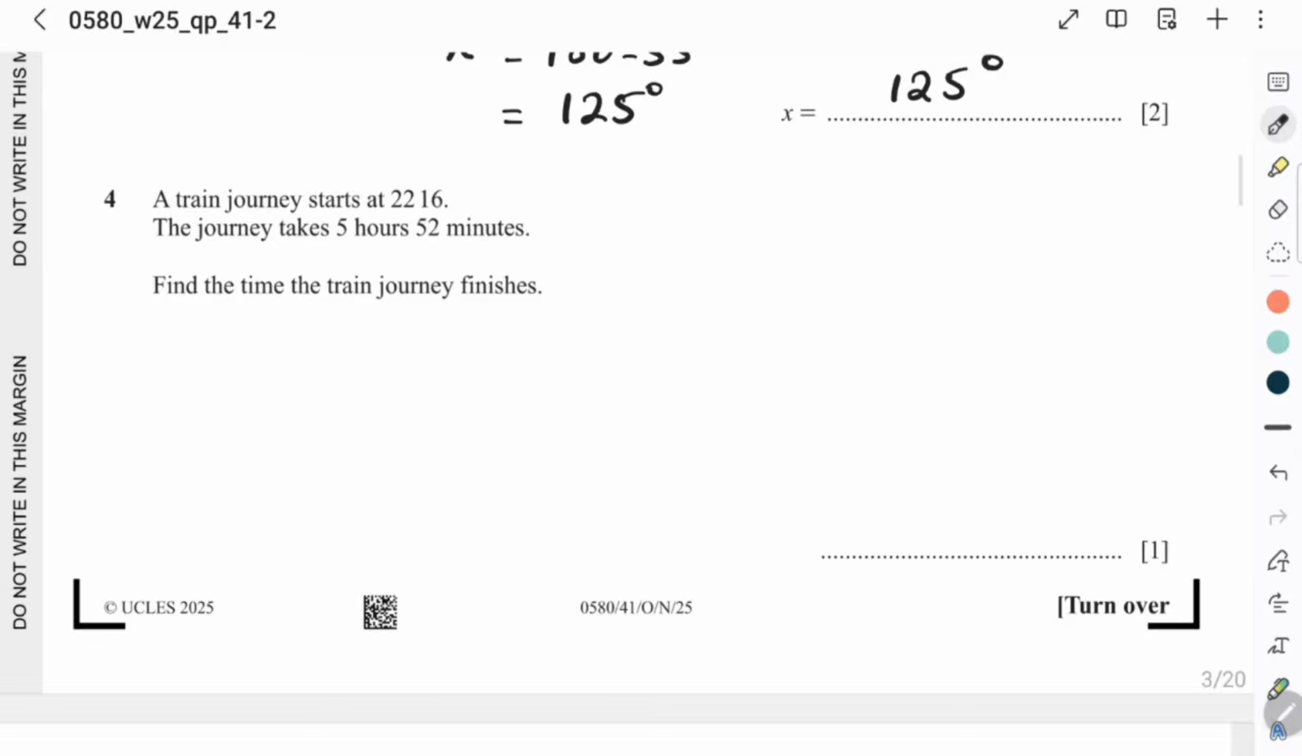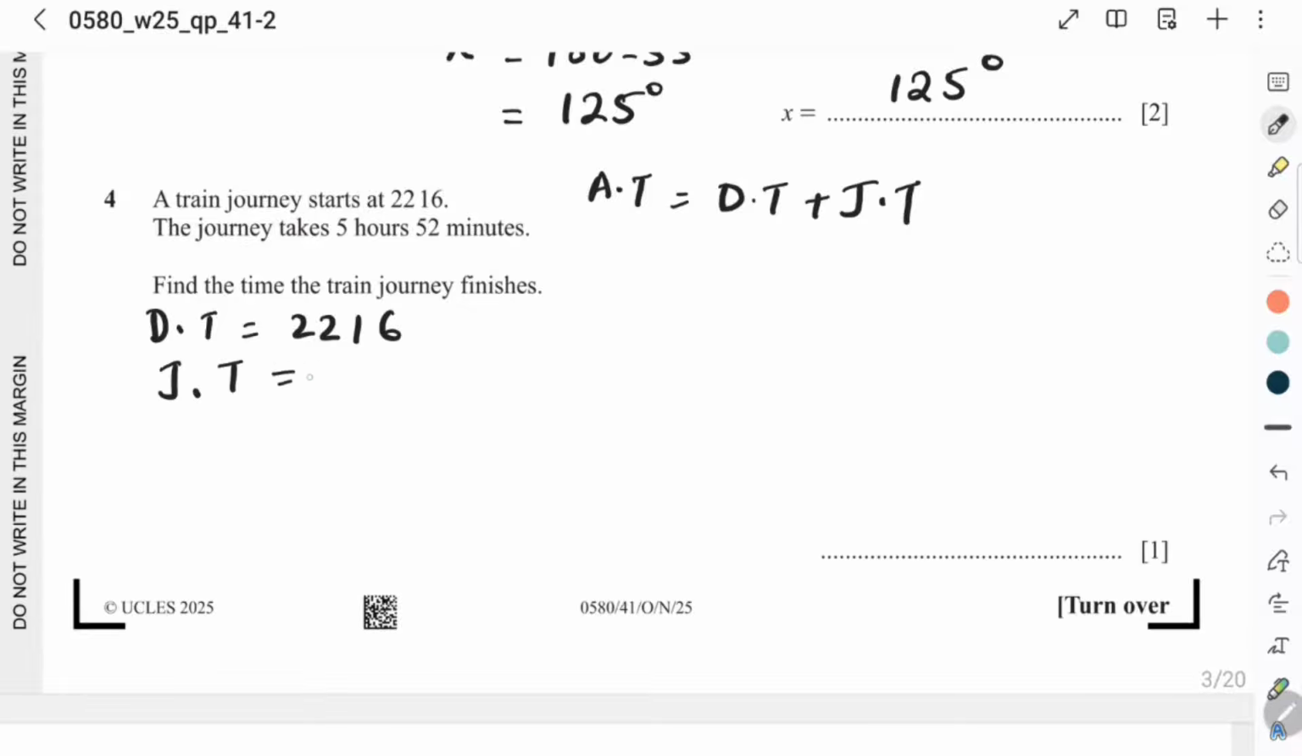Now question number 4. A train journey starts at 22:16. The journey takes 5 hours and 52 minutes. Find the time the train journey finishes. They're asking you to find the finishing time, or the arrival time. You know that the arrival time equals the departure time plus journey time. Here the departure time is 22:16, and the journey time is 5 hours and 52 minutes.